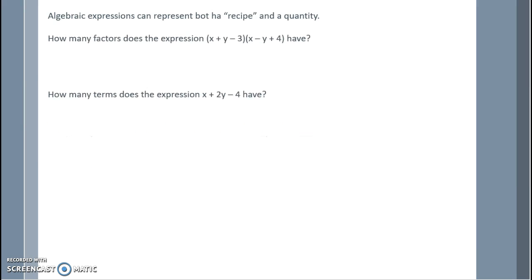How many factors does the expression x plus y minus 3 times x minus y plus 4 have? Well, there's actually 2 pieces being multiplied here, so there are 2 factors in this expression. Each factor, though, has 3 terms in it.